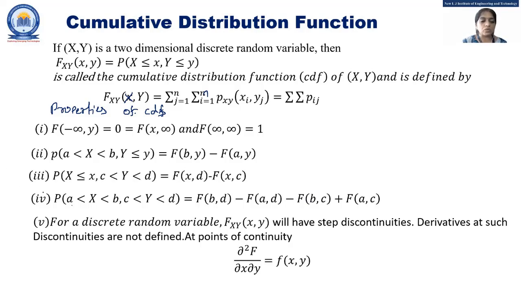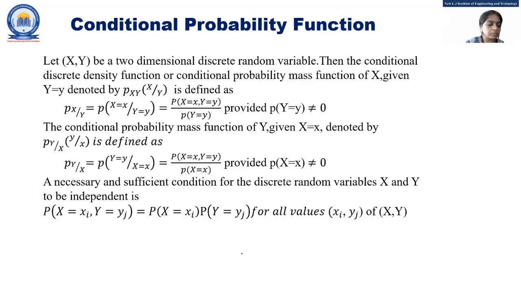The last property, students: for a discrete random variable, F_XY(x, y) will have step discontinuities. Derivatives at such discontinuities are not defined. At points of continuity, del square F upon del x del y is equal to f_XY.